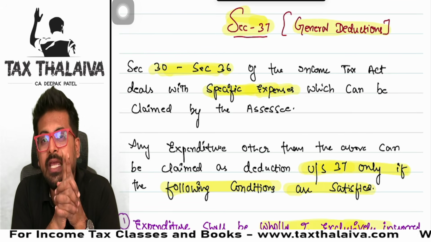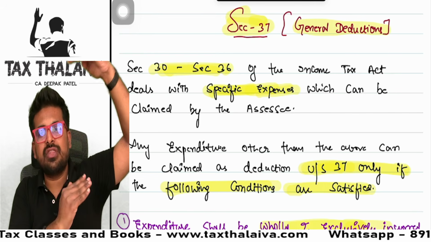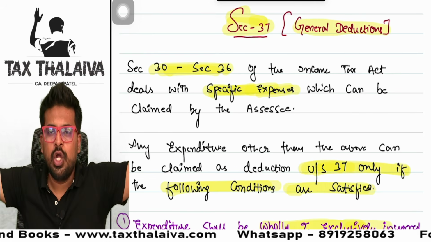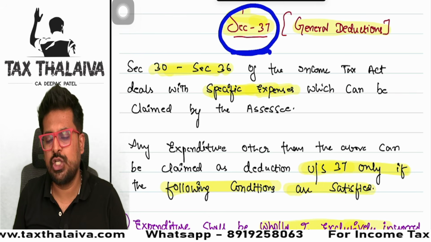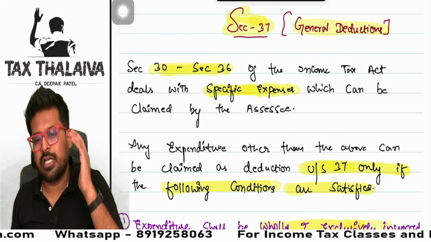If you incur any kind of expenditure apart from sections 30 to 36, all those expenditures you can claim under this residual section, section 37. General deductions, all other expenditures.